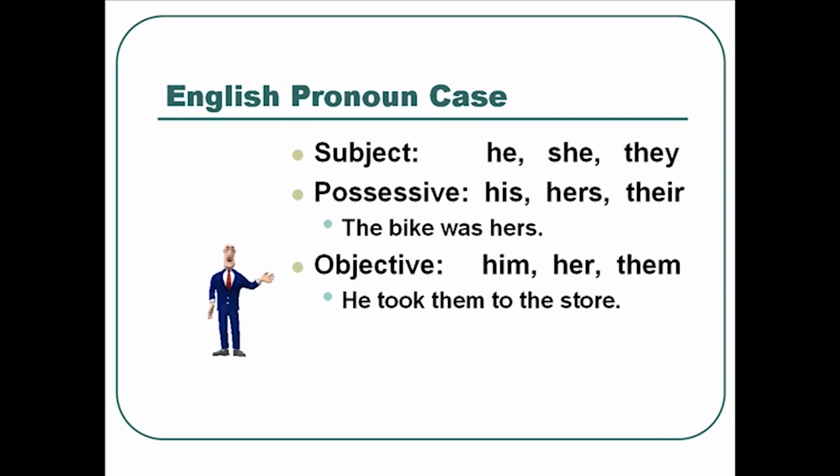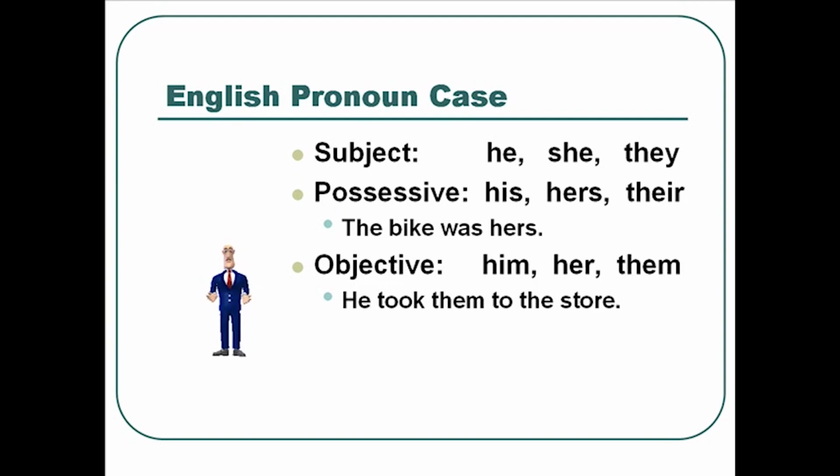In English, we have also an objective case. So he goes to him when it's the object of the sentence. She goes to her as the object of the sentence. And they go to them as the object of the sentence. So a sentence would be, he, subject type pronoun, took them, or objective type, to the store.